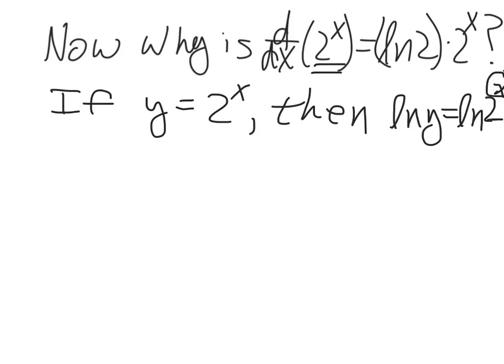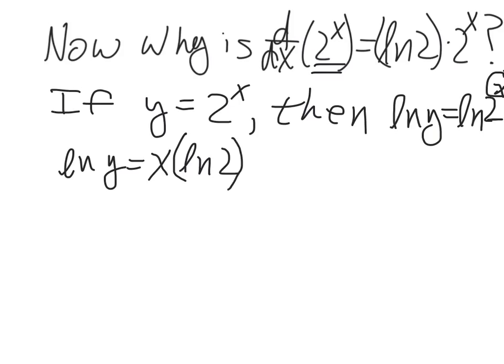Now, because of the log properties, what can we do with that x? Okay, pull it out in front. So we'd have the natural log of y equals x times the natural log of 2. Now, natural log of 2, again, is a constant, a value. In this case, it's about 0.693, something like that. So that's just a coefficient of the x.